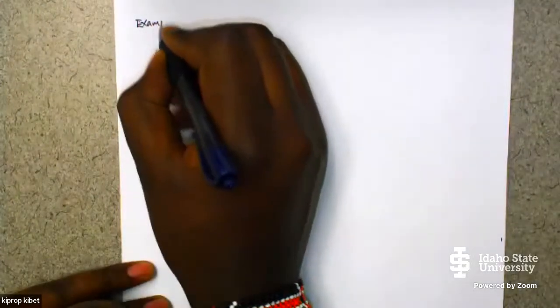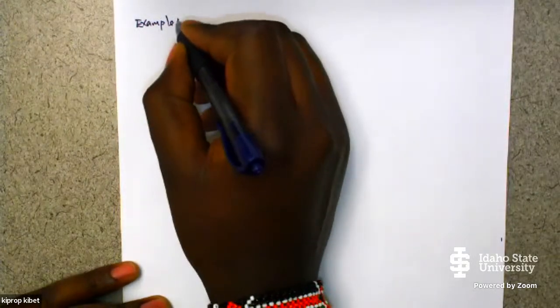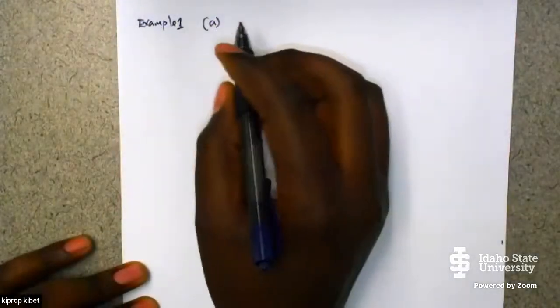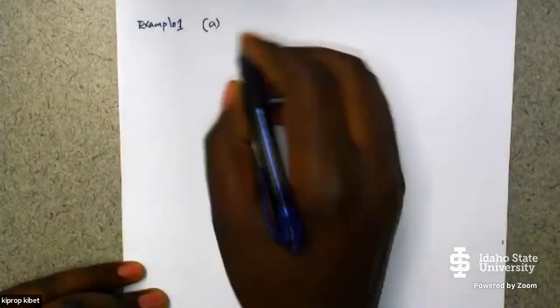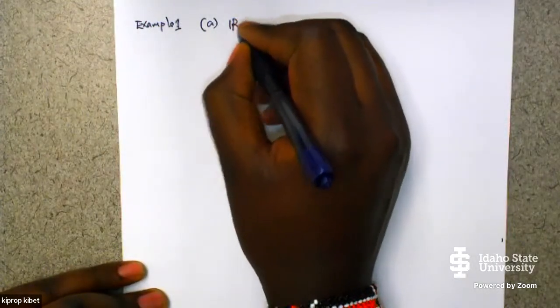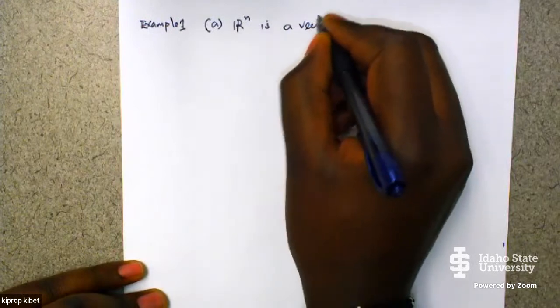All right, let's look at example number 1. What are the examples of the vector space? And we have actually looked at this. So one of the vector spaces which we looked at is Rn, and I remember writing the properties of Rn. So Rn is a vector space.